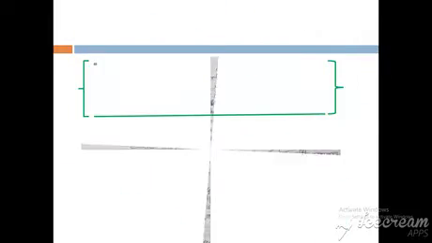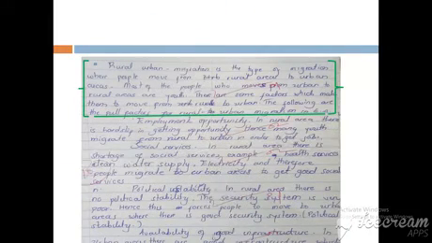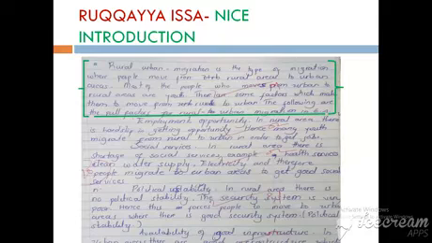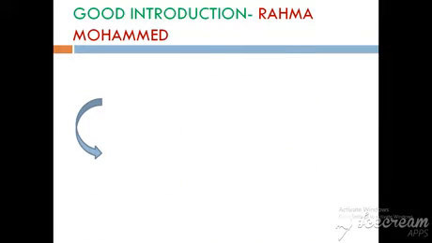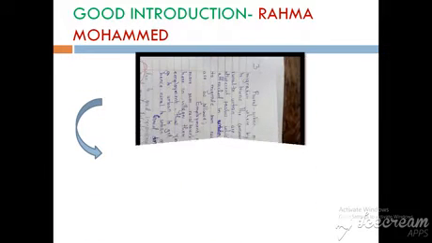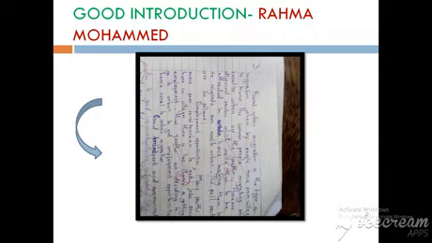Another example is from Rukaya Isa. I think it's also a very good example of an introduction. It has the definition of rural-urban migration, then gives a reason for it, and then the factors which make people move from rural to urban. The following are the pull factors. The same goes for Rahma Muhammad. I think it is the same introduction as that of Rukaya.